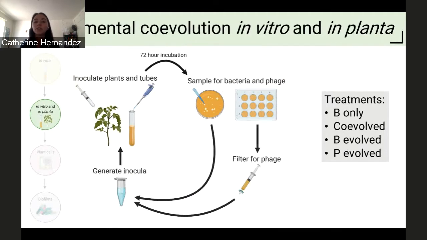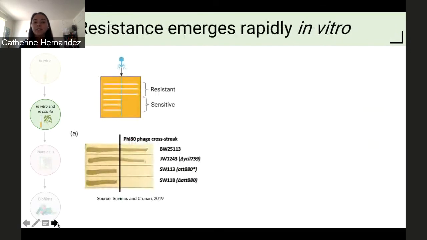And then what we would do is we would add the ancestral other partner back in. And what this kind of design allows you to do is really get a sense of what's unique about coevolution in your system compared to evolving against a phage just in general. All right, and then our first question of interest at the end of this was, did they evolve resistance?